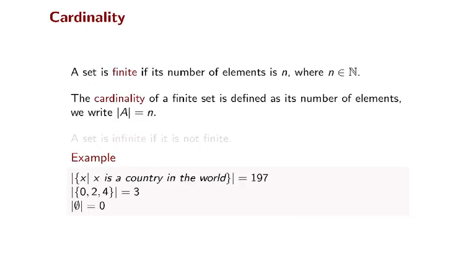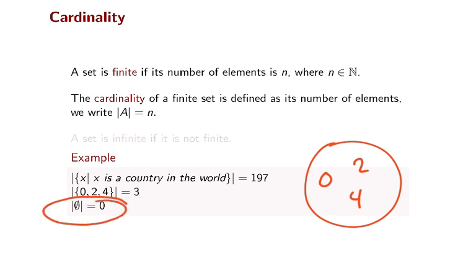We are going to say that a set is finite if its number of elements is n, where n is any natural number. That number is actually the cardinality of the set. So the cardinality is the number of elements that a set contains. For instance, the set of all the countries in the world, how many elements does this set have? Well, it has 197. There are 197 countries in the world. The set that has only these numbers here, 0, 2, 4, what's the cardinality of that? Well, it's 3. There are 3 elements in this set.